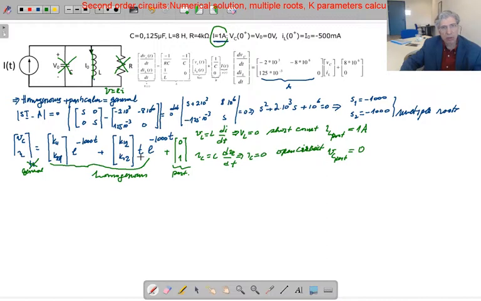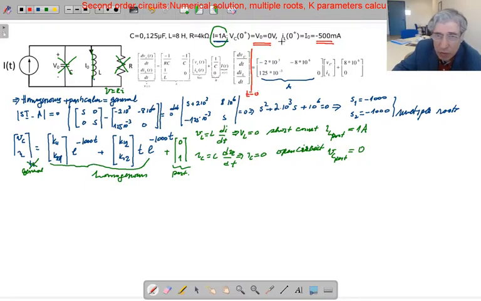We said we need to calculate the derivatives' initial conditions. We've got two initial conditions here. The capacitor voltage is one of the initial conditions. The other one is the inductor current. So I need to calculate the derivatives' initial conditions. How I am going to calculate it is easy. So in here, these are the state equations, and you're going to replace t equal to 0.